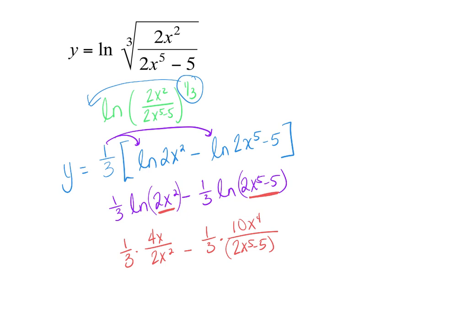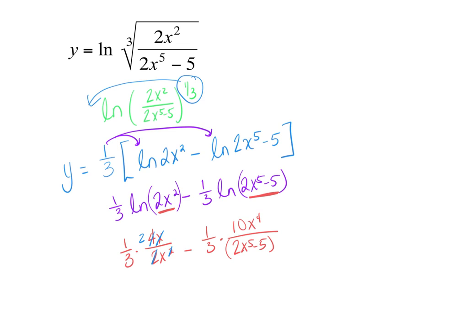So technically I've taken the derivative, but this is not as simple as it gets. And so I'm going to want to reduce some things that I can reduce, like I can reduce the 2 and the 4. I can reduce the x and the x squared. And then for the other piece, it really can't reduce, all right? So you cannot reduce the 10 and the 2 or the x to the 4th and the x to the 5th because of this minus 5. All right, so it's kind of stuck there, with this 2x to the 5th minus 5.